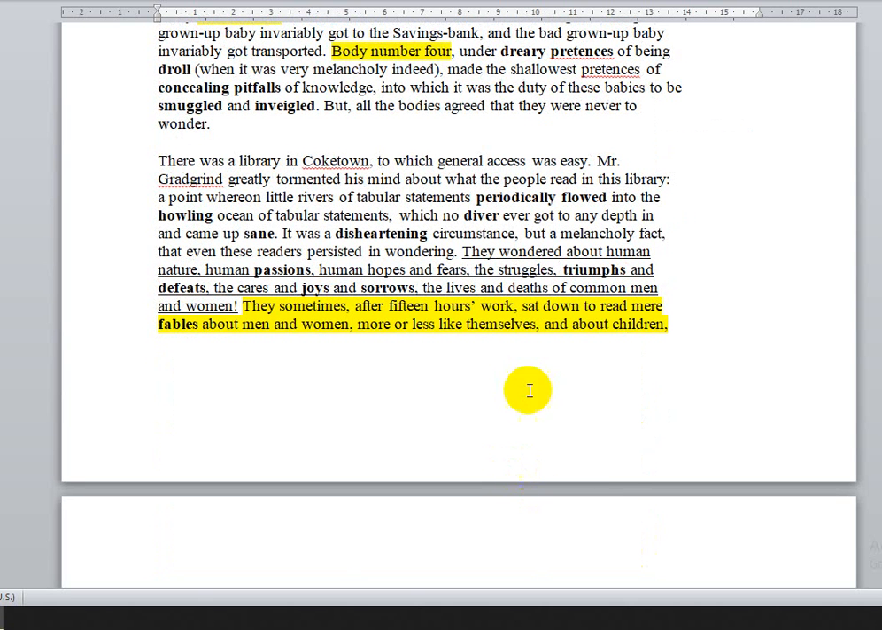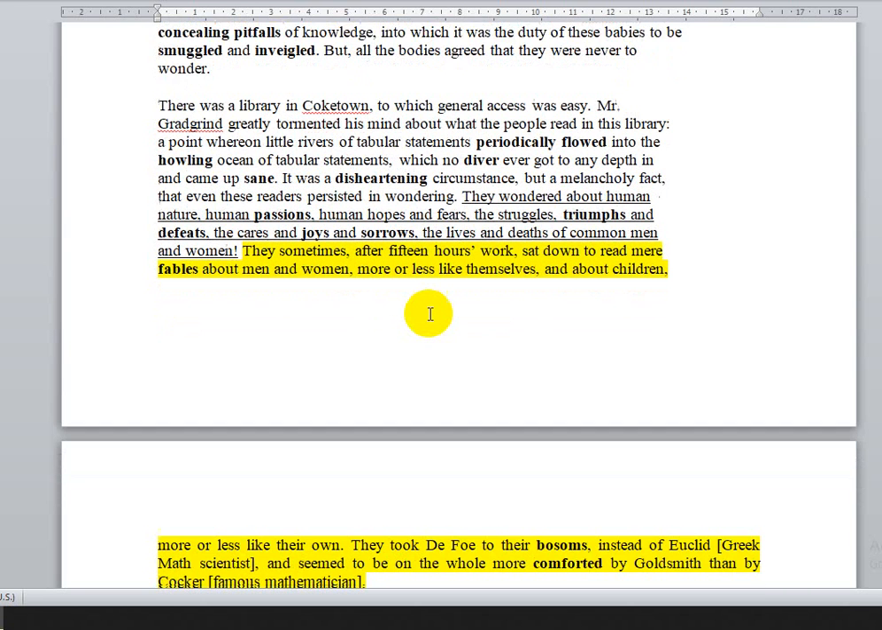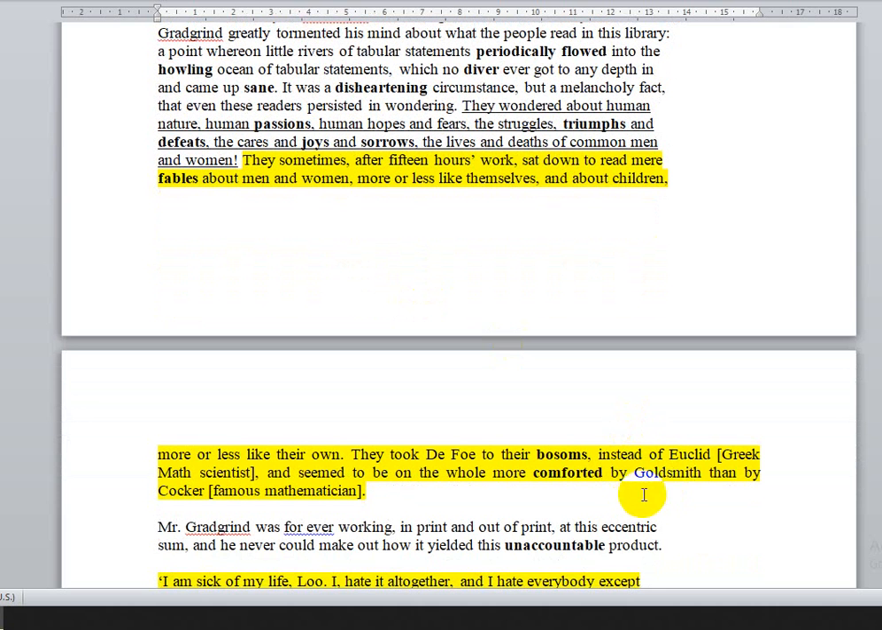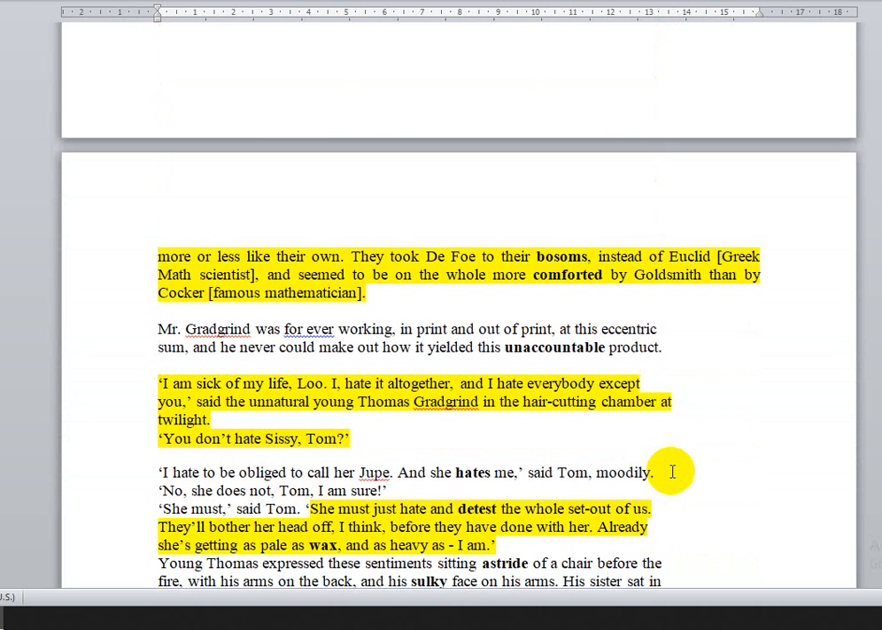The schools, a reference to the society and how the society looks to entertain itself, how the people look to entertain themselves from this library to learn about the joys, the passions, the human nature, the sorrows, the writings of Defoe and Goldsmith. So they looked for something interesting, not the facts, not the people of facts that Gradgrind is teaching.